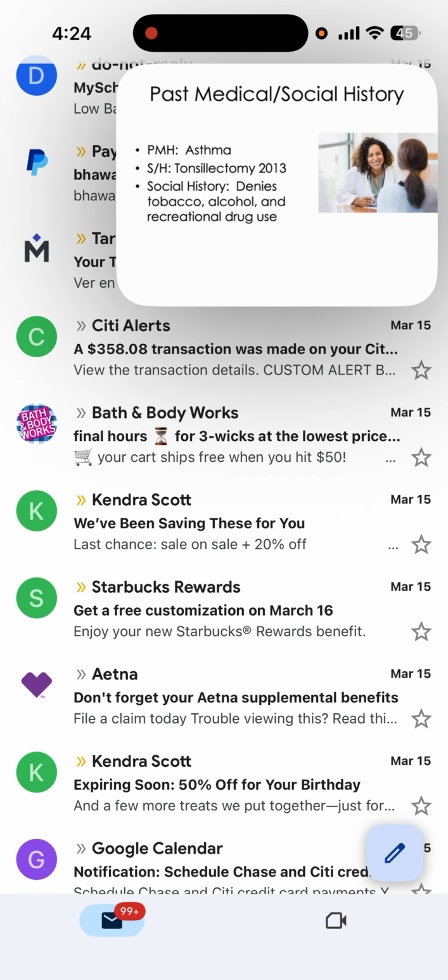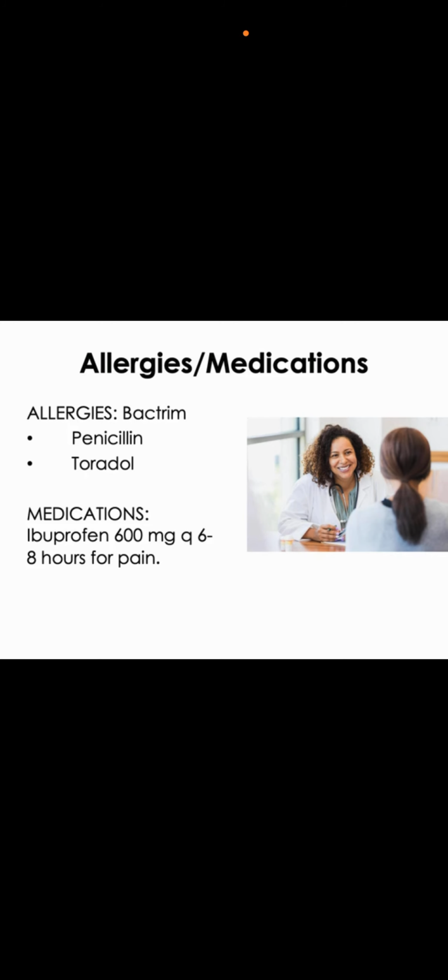Her past medical history, so she has a history of asthma. She had a tonsillectomy in 2013. Her social history is unremarkable. No tobacco, alcohol, or recreational drug use. For allergies, patient has allergic reactions to Bactrim, penicillin, and Toradol. She's currently on ibuprofen 600 milligram every 6 to 8 hours for pain.